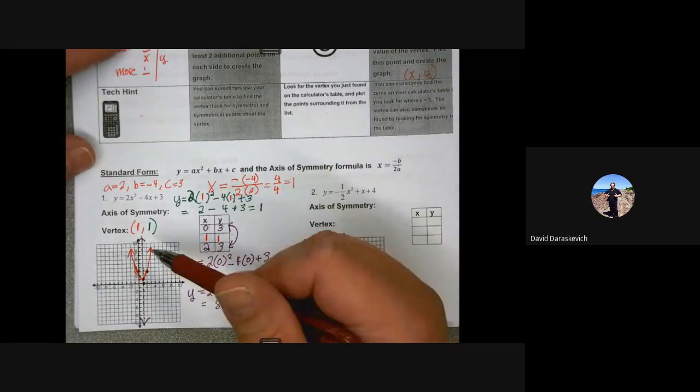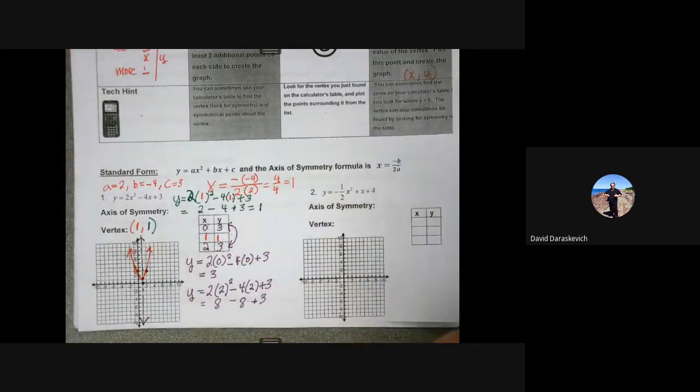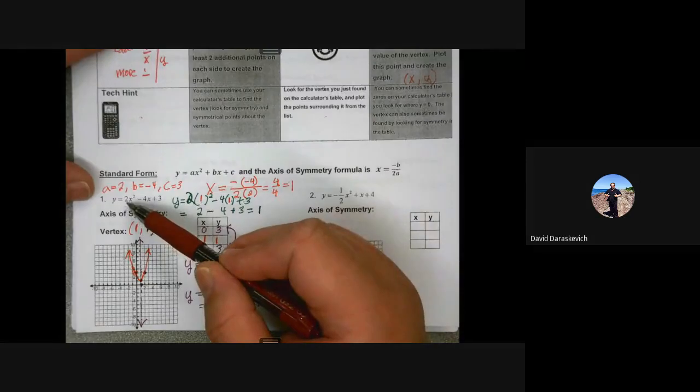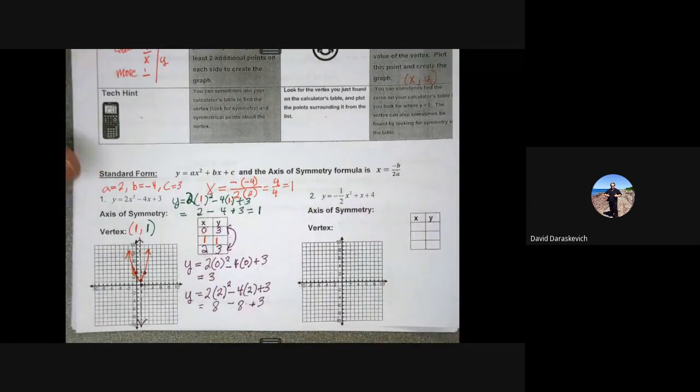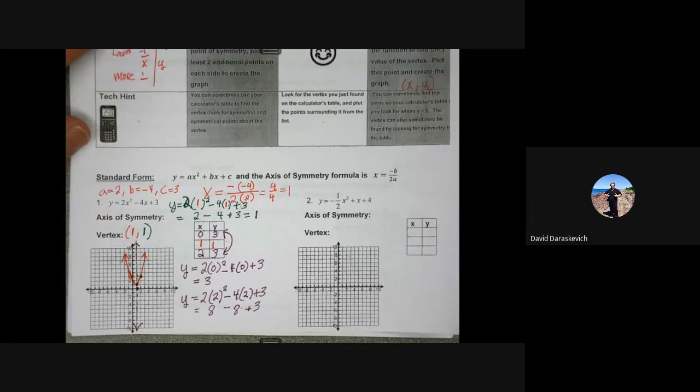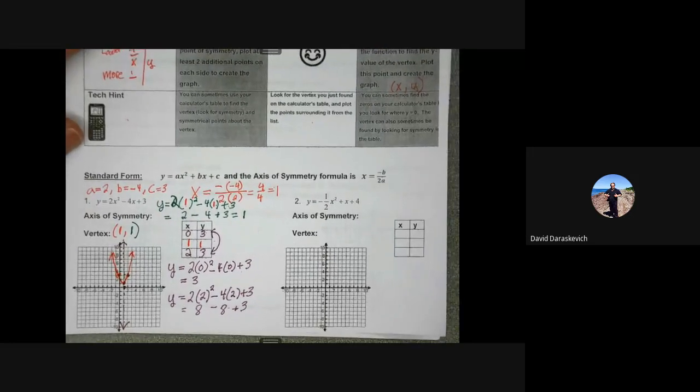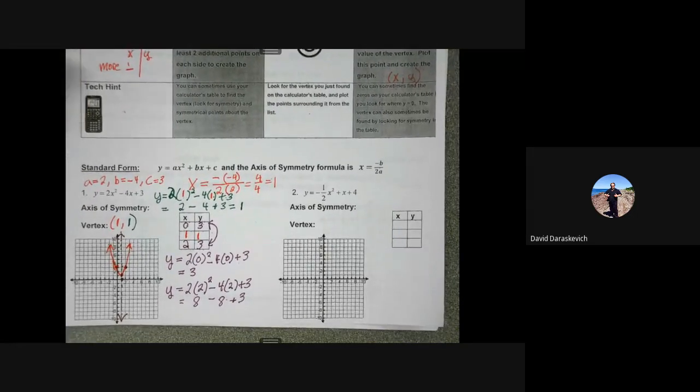Let's see. I knew that it was going to open up. The transformations all follow the same rules in these 3 forms. So I knew that my parabola was going to be opening up because of the positive 2. That's about all I can generalize from that. All right, so let's do one with the calculator. Let's see if it's any easier or any harder.